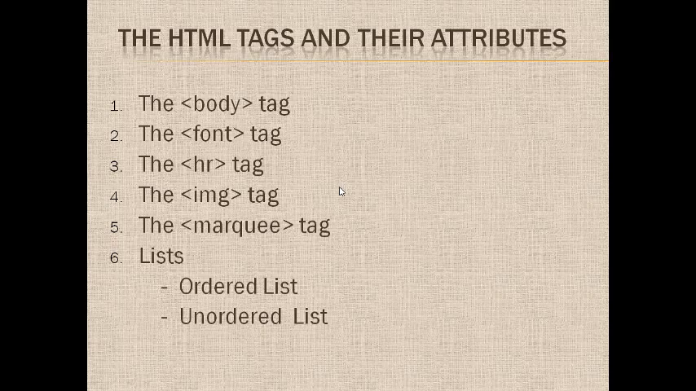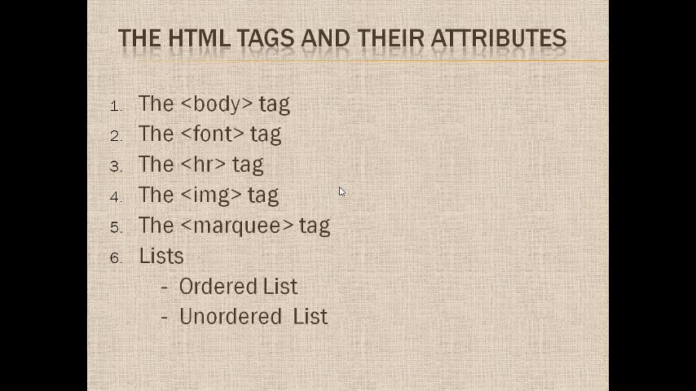Then the second one we have is the font tag. In the font tag you can change the font size and font color. Next you have the HR tag. The HR tag is used to display a horizontal line. Next we have the image tag, which is used to insert images in your HTML documents.